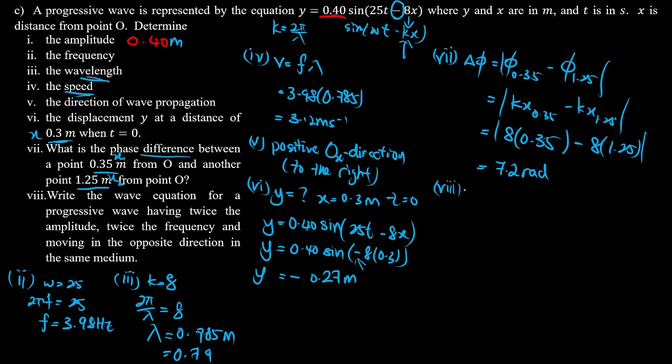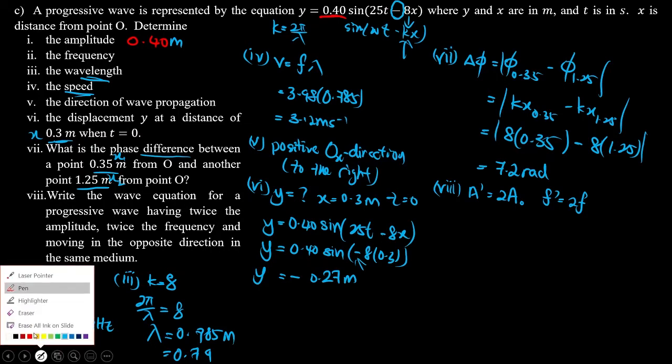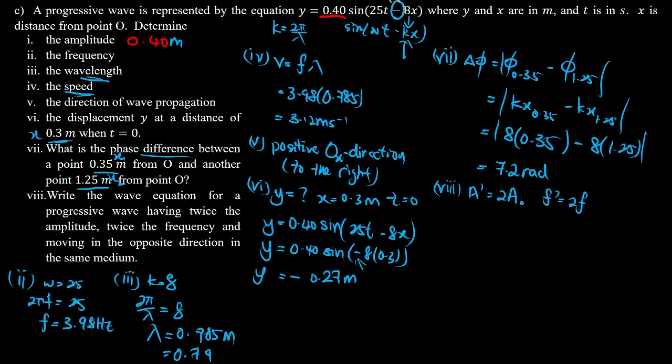Question number 8. Write the wave equation for a progressive wave having twice the amplitude. So now your new amplitude is twice the original one, and twice the frequency, so your new f will be equal to 2f, and which is moving in the opposite direction. Moving in the opposite direction means your sign here becomes a positive value.